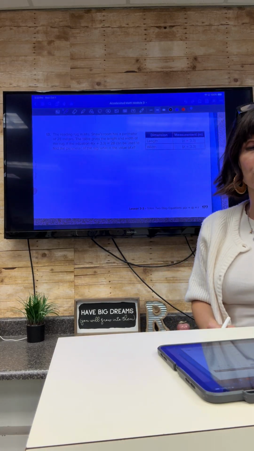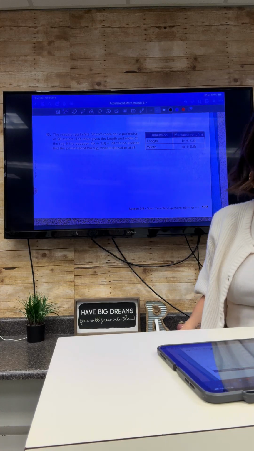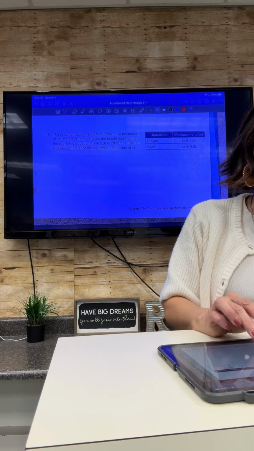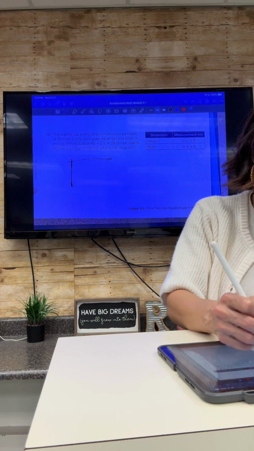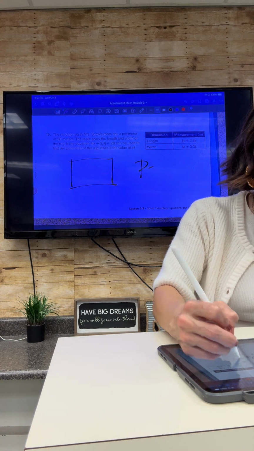All right, moving on, let's take a look at item number 13. Some people have felt like this was a little tricky today for some reason. They are asking you if the reading rug in Mrs. Shaw's room has a perimeter of 28 meters.